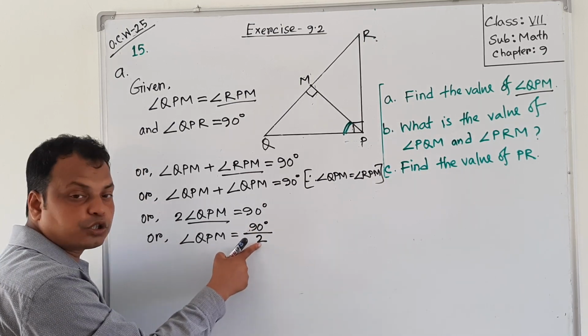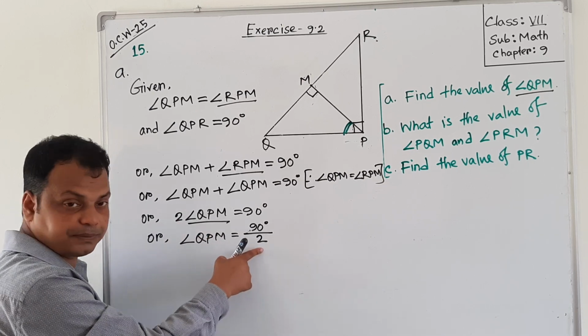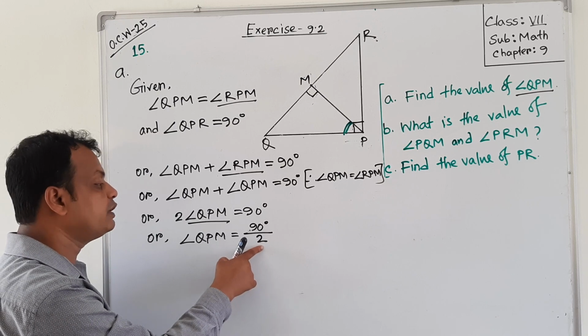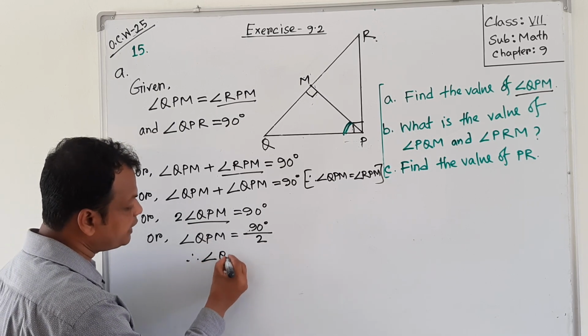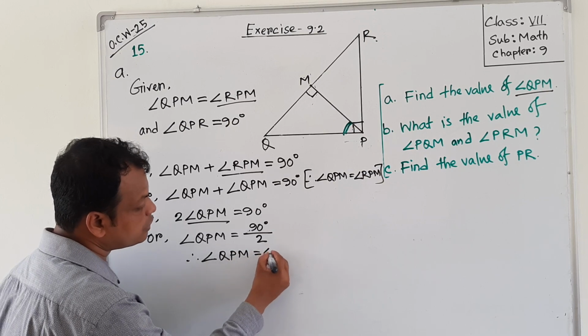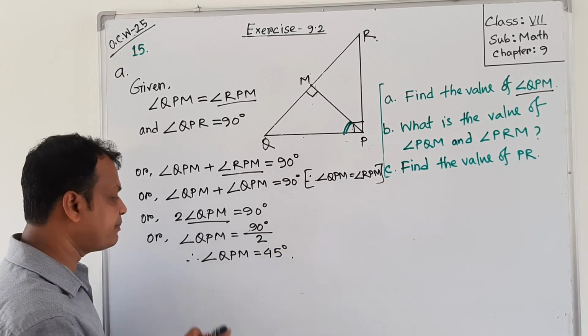This 2 comes here from here. This 2 will divide when it changes its side. Therefore, angle QPM equals 45 degree. 90 degree divided by 2 is 45 degree.